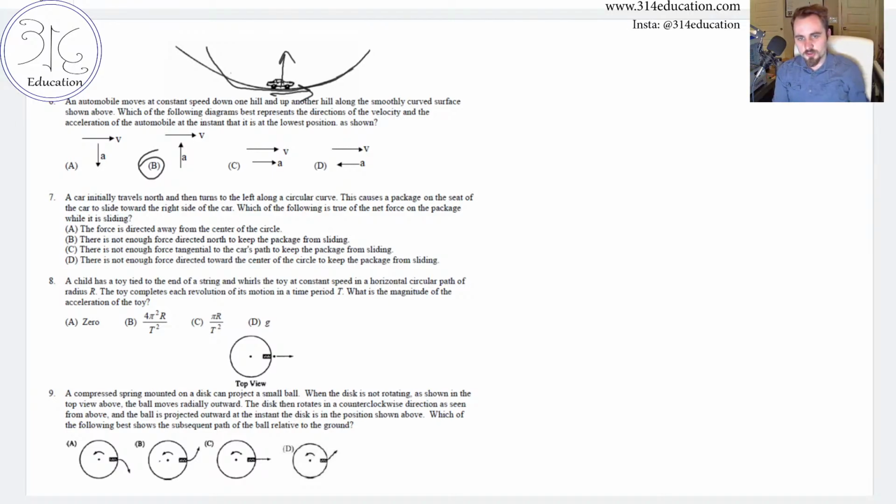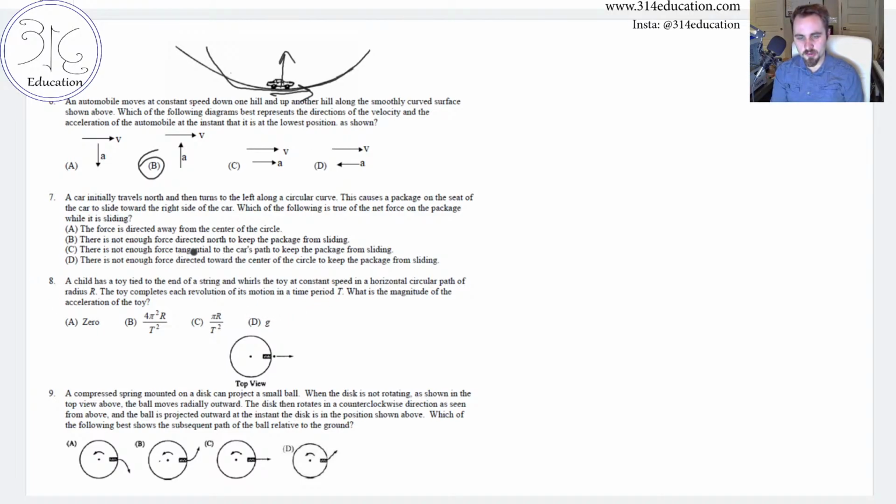Problem 7: we've got a car that initially travels north and then turns to the left along a circular curve. This causes a package on the seat of the car to slide towards the right side of the car. Which of the following is true for the net force on the package while it is sliding? If the package had enough frictional force, it would stay seated.